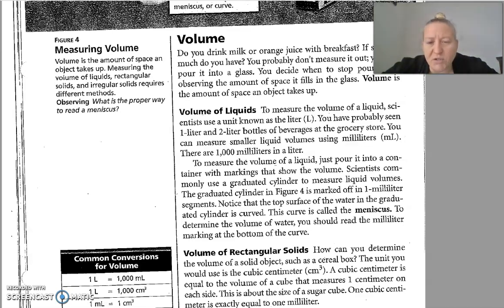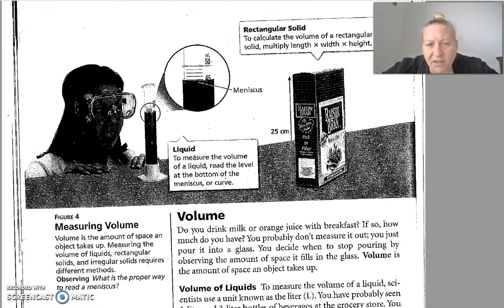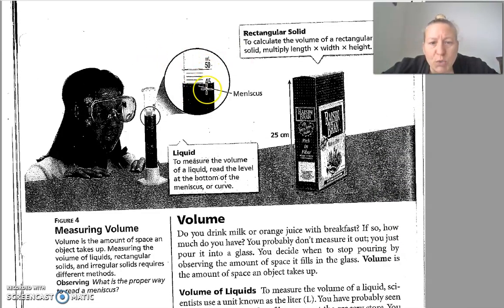The graduated cylinder in figure 4 is marked off in 1 milliliter segments. Notice the top surface of the water in the graduated cylinder is curved. The curve is called the meniscus. To determine the volume of water, you should read the milliliter markings at the bottom of the curve. So look at this up here. This is the meniscus. You will see that it's the curve. We measure at the bottom of it, and we get 45 milliliters in this case.